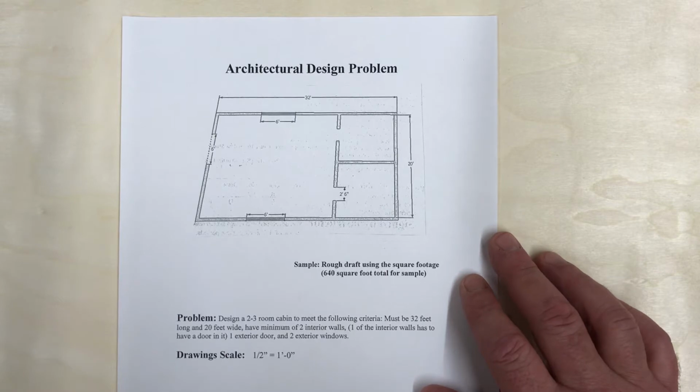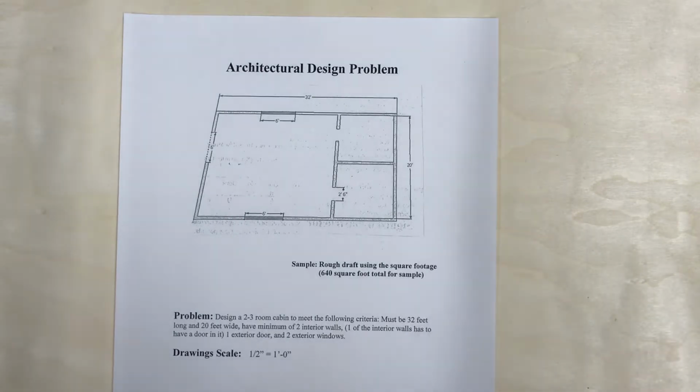It's a mini house. It's only 640 square foot, which is what you laid out in the parking lot. You need to design a 2 to 3 room cabin to meet the following criteria. It must be 32 feet long, 20 feet wide, have a minimum of 2 interior walls, and one of those walls has to have a door. You need 1 exterior door and 2 exterior windows. Those are the minimums. You can have more than that, but not any less.